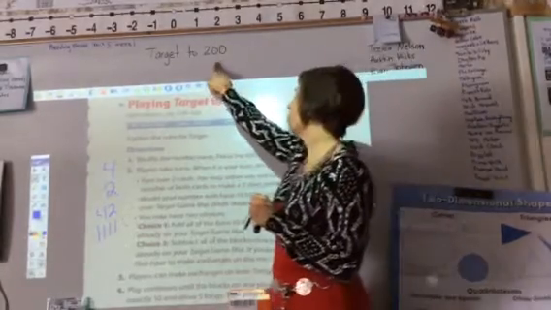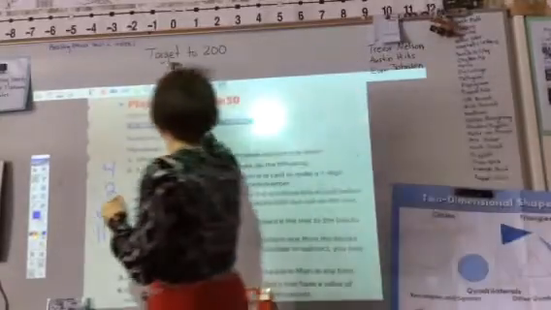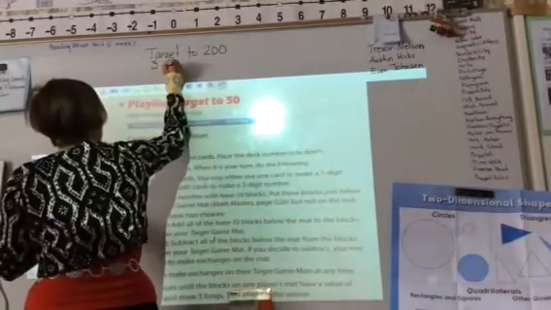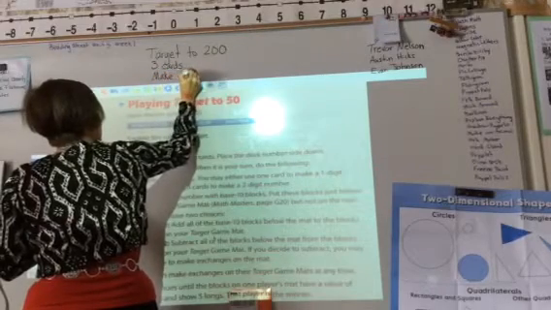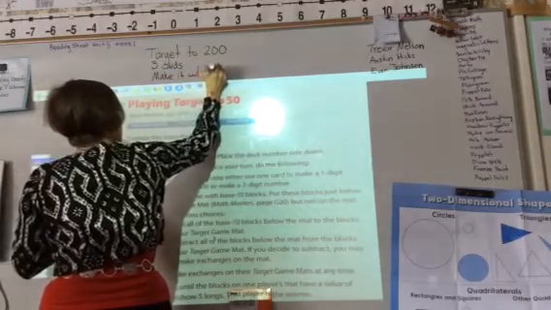So you're going to make it with your base 10 blocks. So you're going to get 2 cards, or 3 cards, and make it with base 10 blocks.